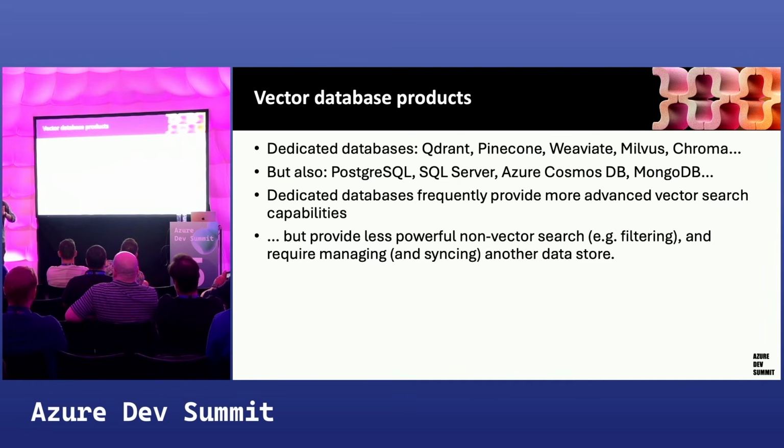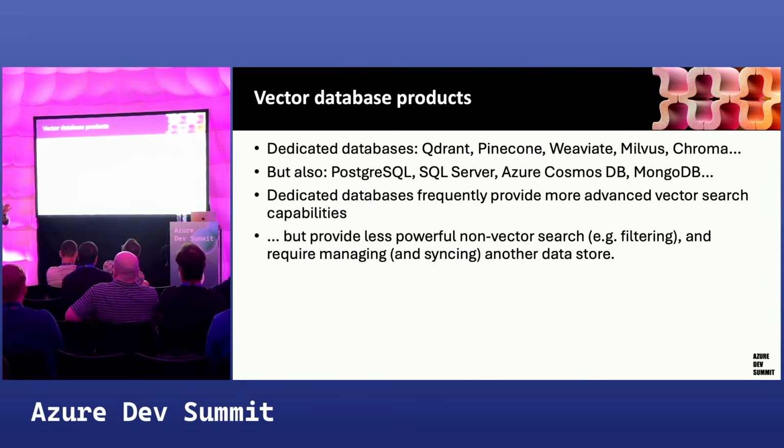For example, if you also need to do traditional filtering by keyword, by product category, that kind of thing, they're not going to do this very well. Whereas SQL databases, for example, support virtually anything you might want to do in terms of filtering. The dedicated vector databases will not allow you to do this kind of thing.